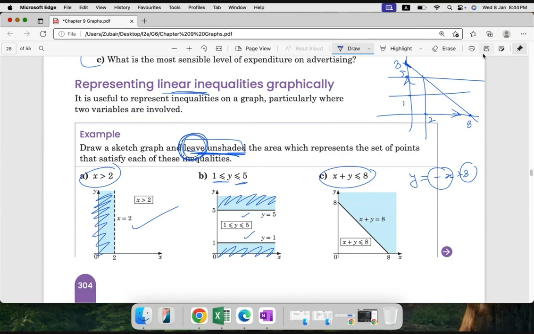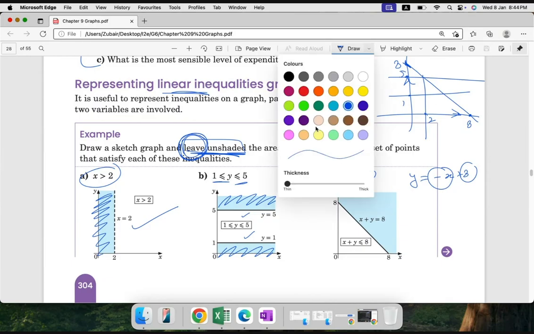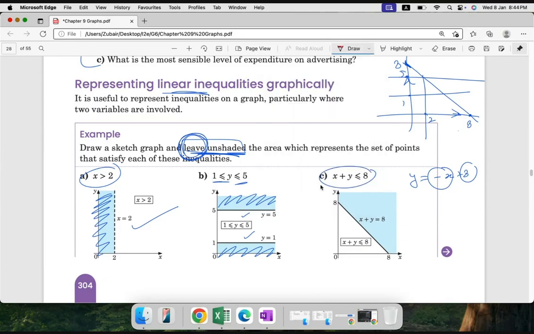Getting it? And whenever we have both of them, x and y, you can always ignore x. So y is less than 8 means this is below the line. This is the line, this is the region above, this is the region below. So when it is below, and the question says leave that unshaded, this is our region, so we are leaving it unshaded and shading the other part.